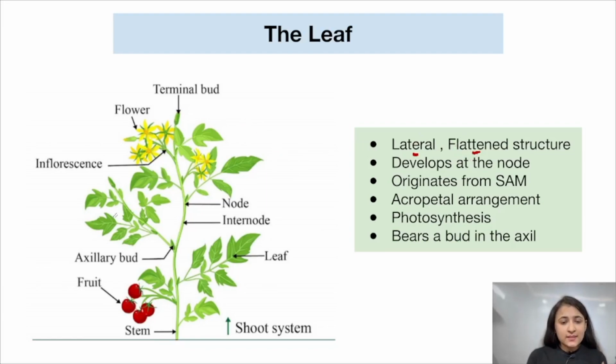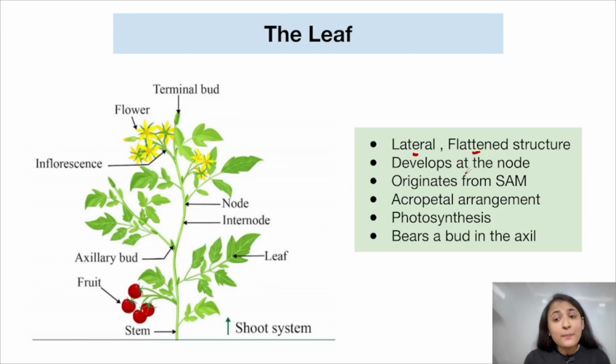See, this is a plant. The majority of the plant's body has green colored leaves, right? So what are these leaves actually? These are lateral structures. That means they are flattened structures. They are very thin structures. They are not very thick. They are lateral, like this. They are present on a plant.